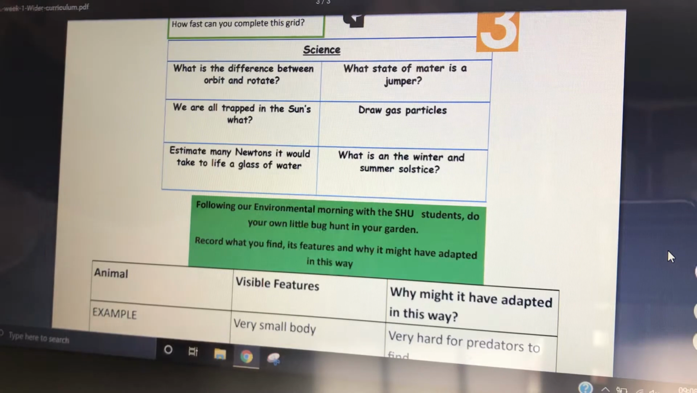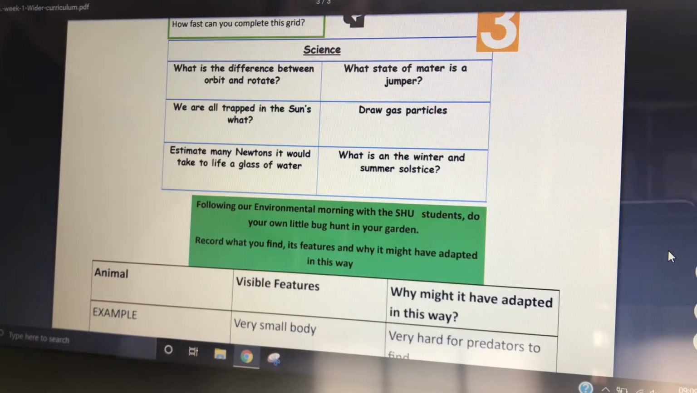Estimate how many newtons it would take to lift a glass of water. Oh dear, you can tell I was making these last week, in the madness of last week. I apologise, Year 5. If you can crack that code and work out what I was trying to mean, I would say between 5 or 10, depending on the glass of water, how big it is. Between 5 and 10 newtons, I'd say, but that's only my estimation. As long as you don't go for 1 or 50.